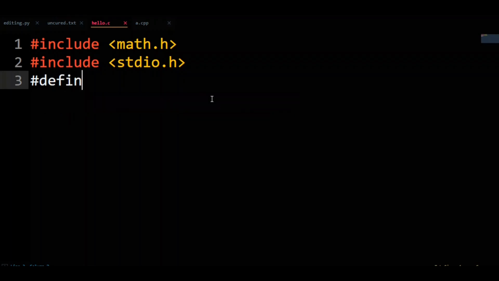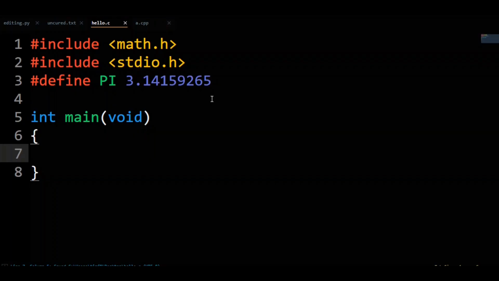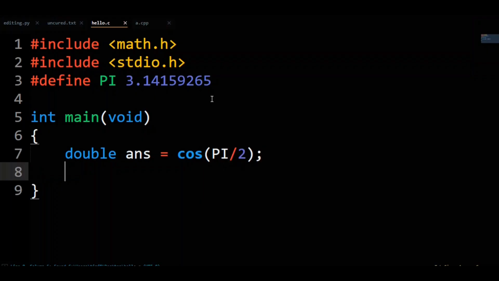Finally, we're working with trig, so we'll want pi, don't we all? #define PI equals 3.14159265. Cosine returns a double, so our answer will be double ans equals cosine of pi on 2. Next, we'll print our answer.